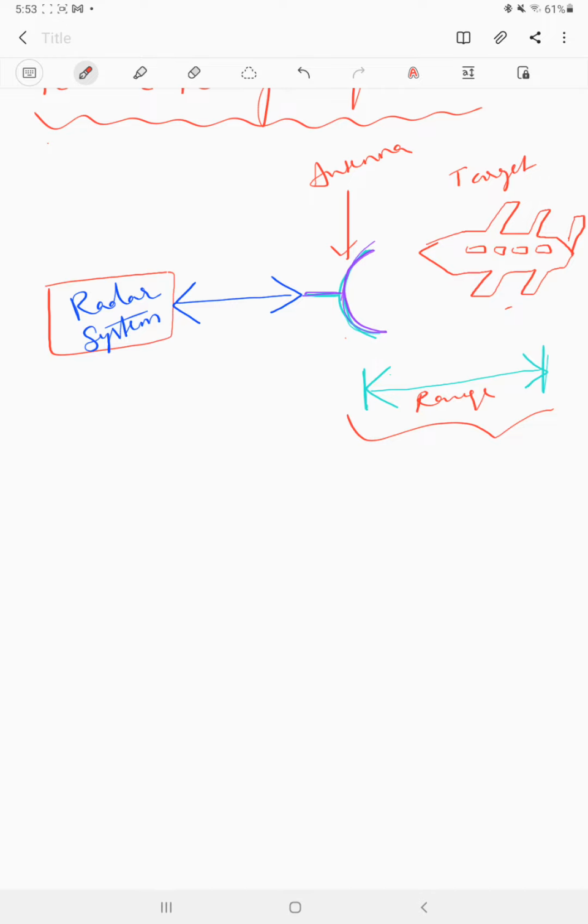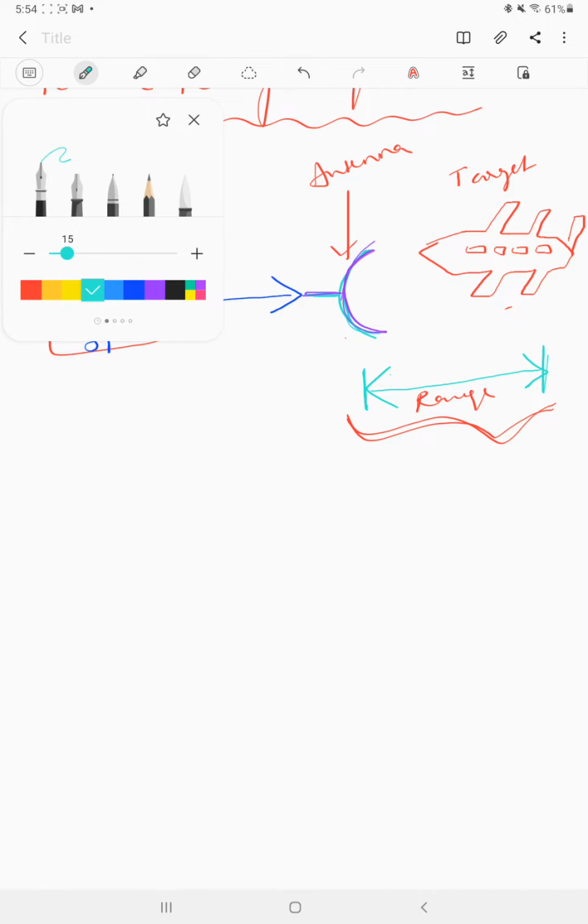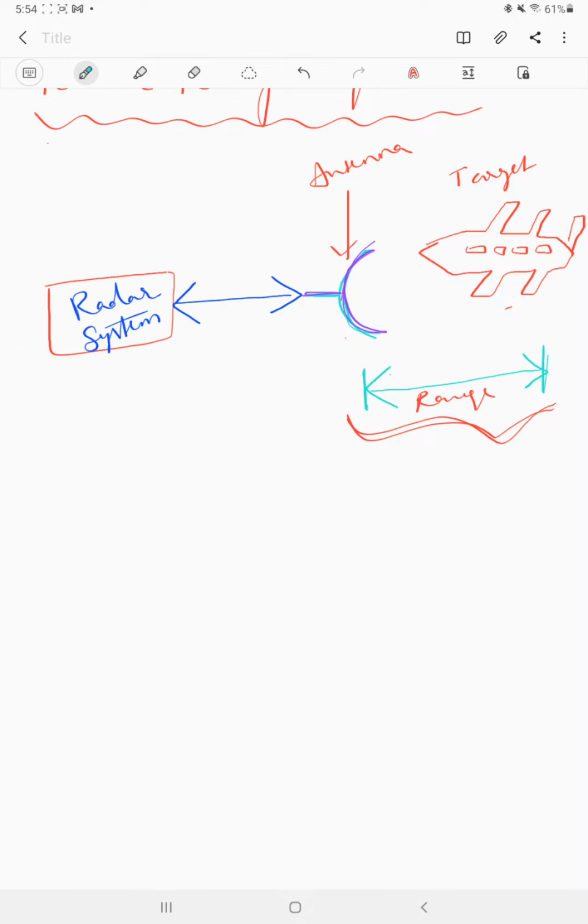Here we have to identify the range of the target. In this I am going to derive a few equations based on the range of the radar. So if I say the radar is transmitting some of its signals towards the target.